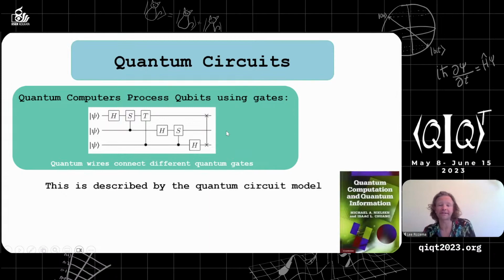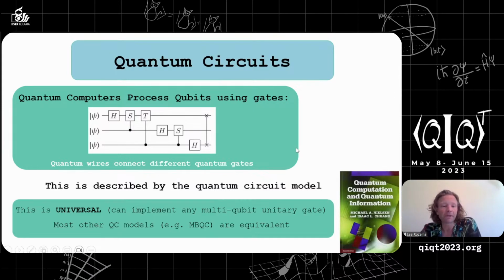And this is essentially the quantum circuit model. And the quantum circuit model is an incredibly powerful model of computation. It's universal, which means we can implement any unitary operation on these input states.